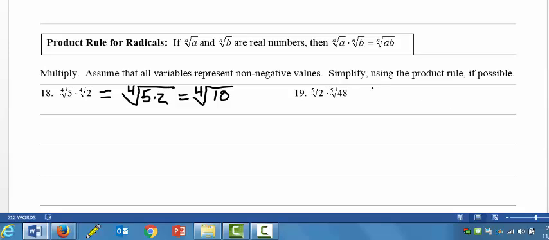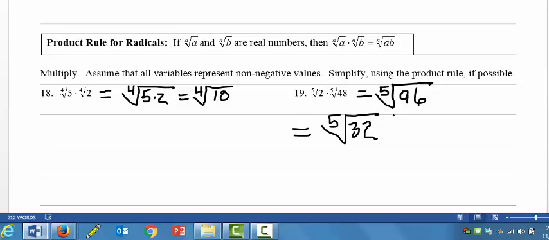The fifth root of 2 times the fifth root of 48 is the fifth root of 2 times 48, which is the fifth root of 96, which can be simplified to the fifth root of 32, since 32 is a perfect power 5, times the fifth root of 3, which is 2 times the fifth root of 3. The fifth root of 32 is 2.